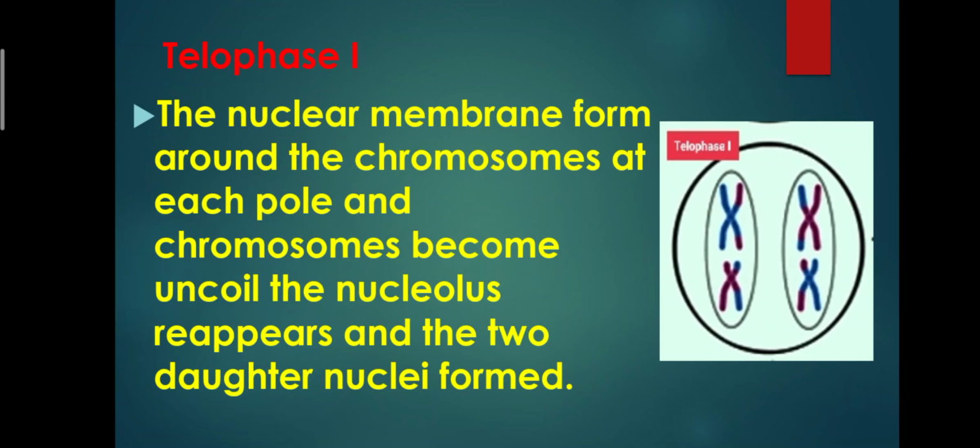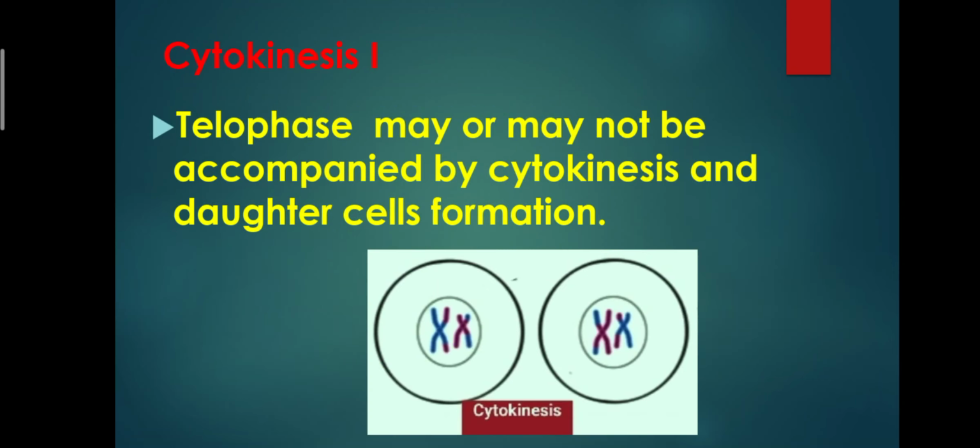Telophase 1. The nuclear membrane forms around the chromosomes at each pole and chromosomes become uncoiled, the nucleolus reappears and the two daughter nuclei are formed. Cytokinesis. Telophase may or may not be accompanied by cytokinesis and daughter cell formation.